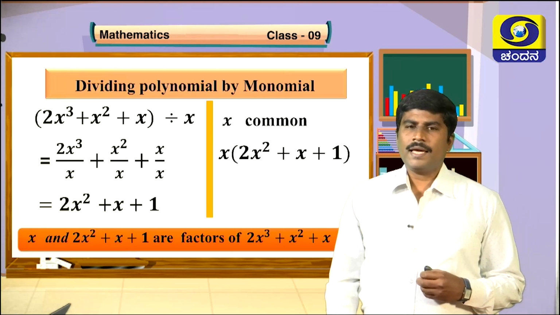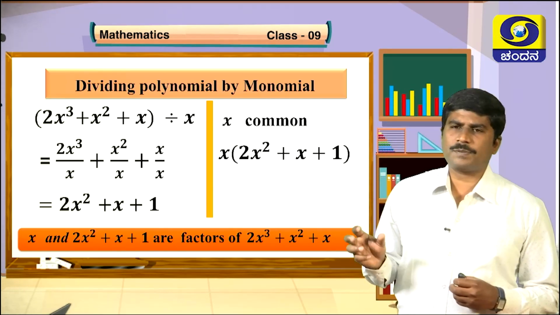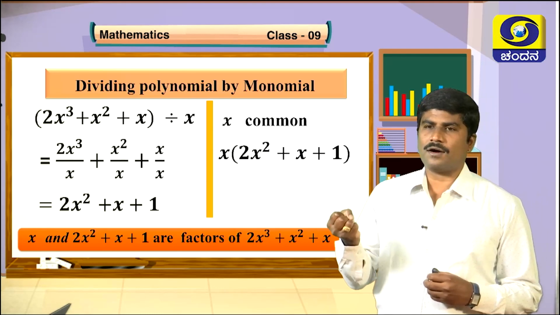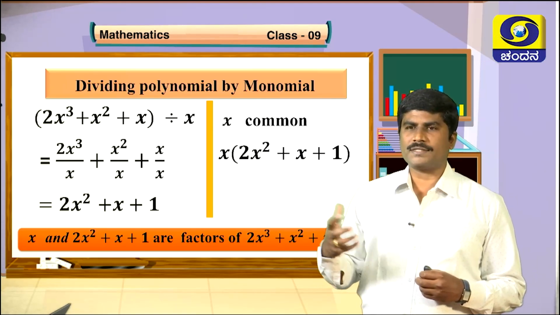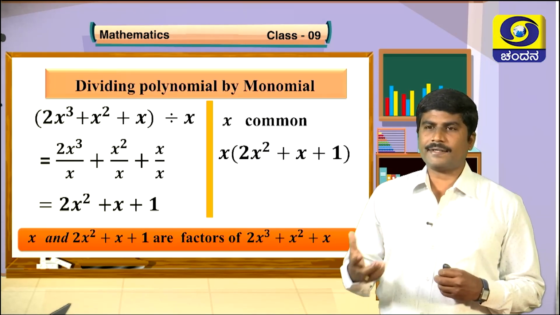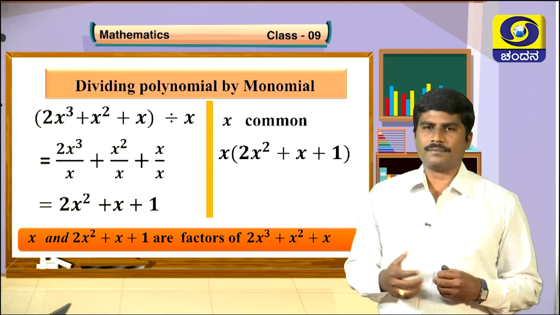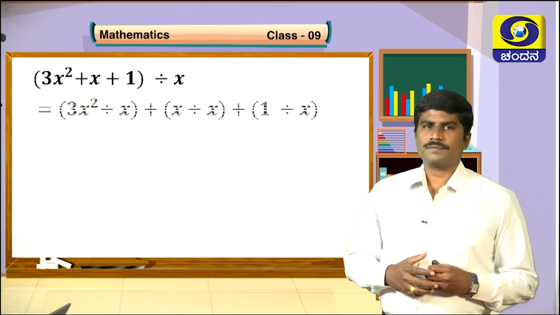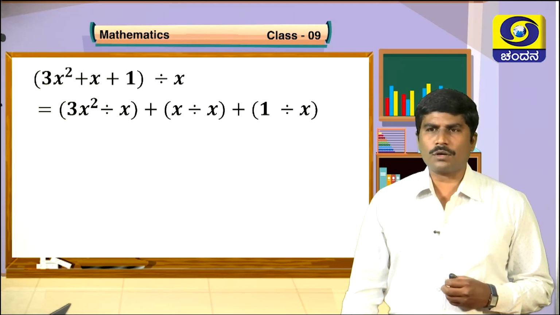That means x and 2x square plus x plus 1 are factors of 2x cube plus x square plus x. They are the factors. You can divide. So let us understand one more question here.